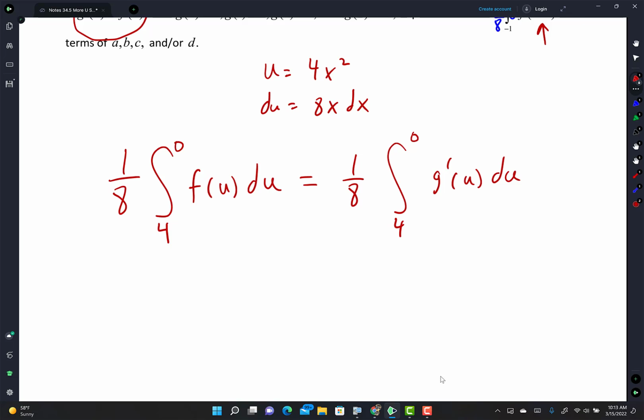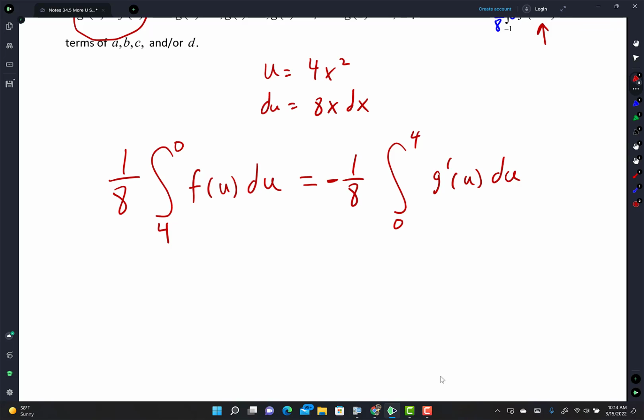Now, because I have a 0 on the top and a 4 on the bottom, I want to switch that. Can I do that? If I do that, what do I put in the front? Perfect. So let's switch them and put a negative in the front. I think now we are ready.